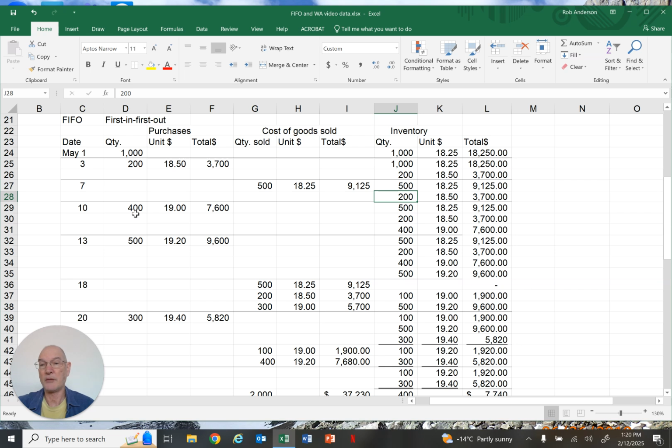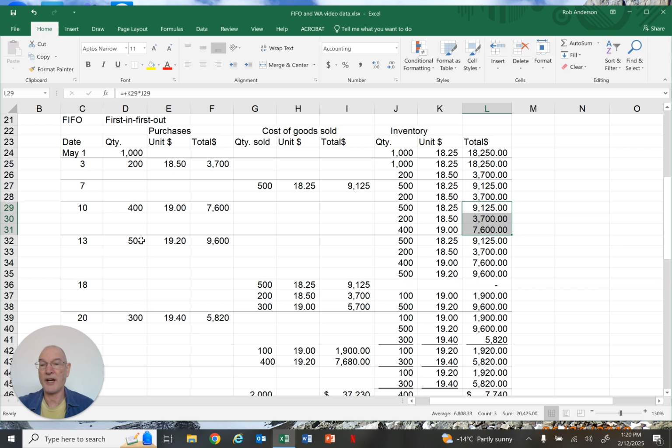And then on May 10, we buy another 400. Now, you're going to get to see a pattern here, because here's what we now have. The price is higher. We have 500 of our oldest. We have 200 from the May 3 purchase, and we have 400 from the May 10 purchase, all at different prices. And here are the dollar amounts. Now, if you wanted to see your inventory balance at any point in time, you would just add these three numbers and you would have it.